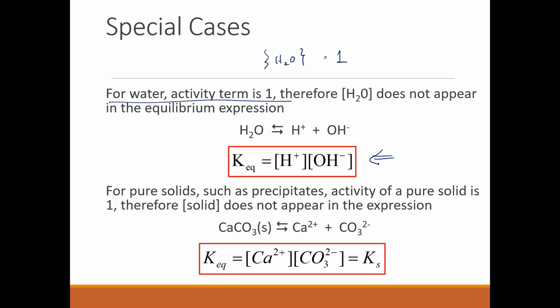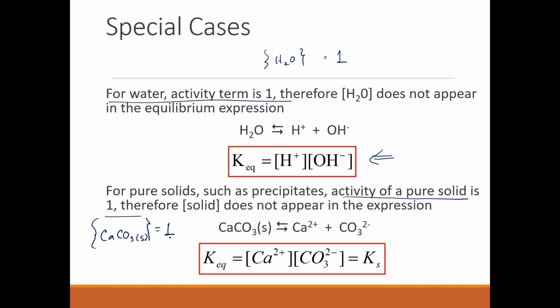The other rule that was agreed upon was that the activity of a pure solid is 1. So the activity, for instance, of calcium carbonate, as a pure solid, is equal to 1, which is why your solubility products do not have the solid in the equilibrium expression. So this is just a rule that was agreed upon.